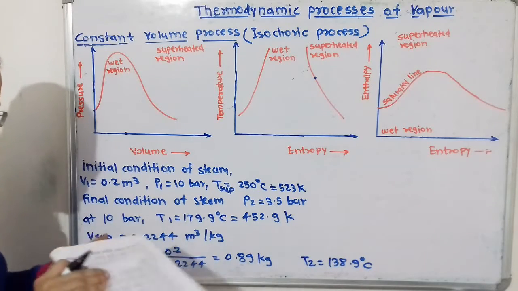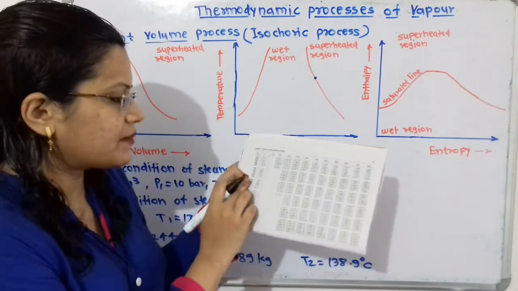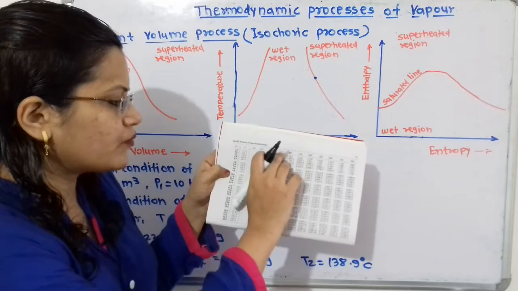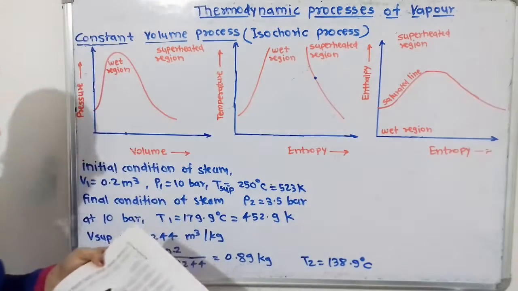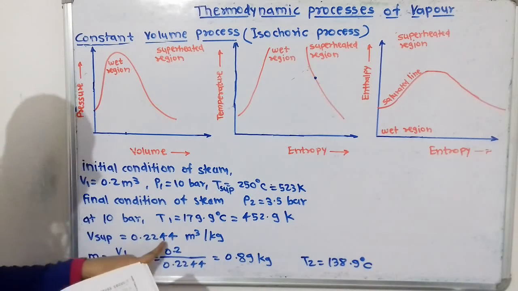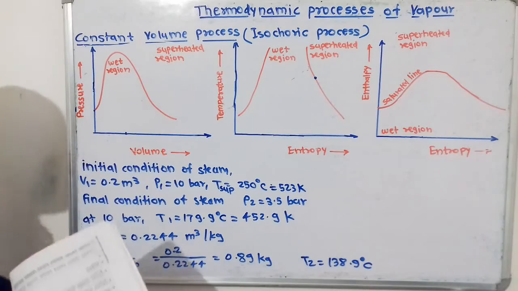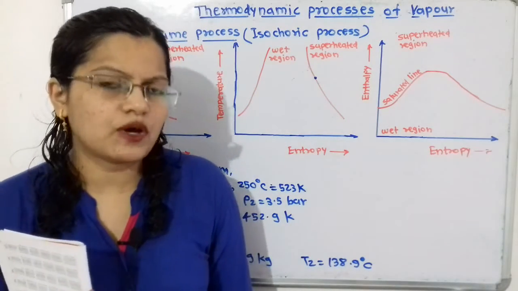If we observe, in the first line the pressure is given, that is 10 bar, and here the temperature is given on this horizontal line, this is 250 degrees Celsius. So here is the specific volume, that is 0.2244 meter cube per kilogram. So we have to take this as V superheated. Now we will find out the mass of steam. So how to find out?